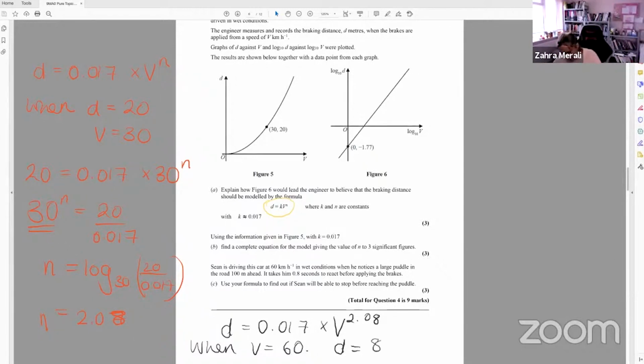So I get 84.918. And this measures your braking distance. So his braking distance is 84.918. And to that, what I'm going to have to add is the time it takes him. So if it takes 0.8 seconds for him to react, how much longer is he driving for?